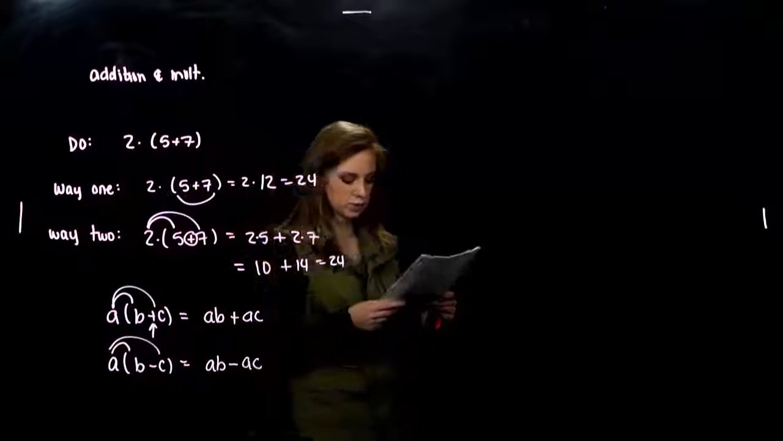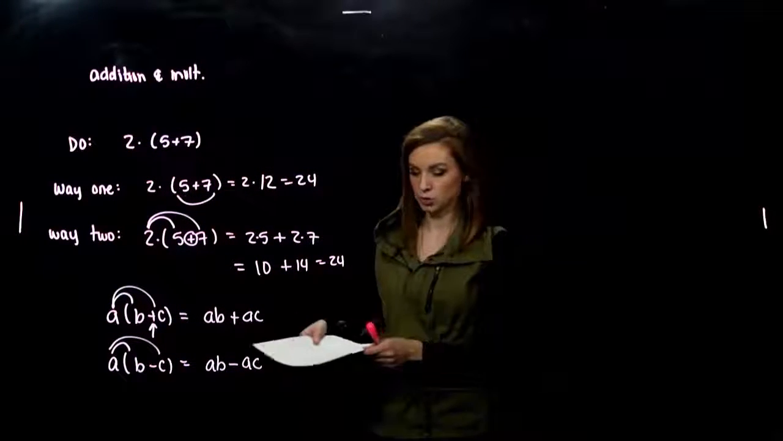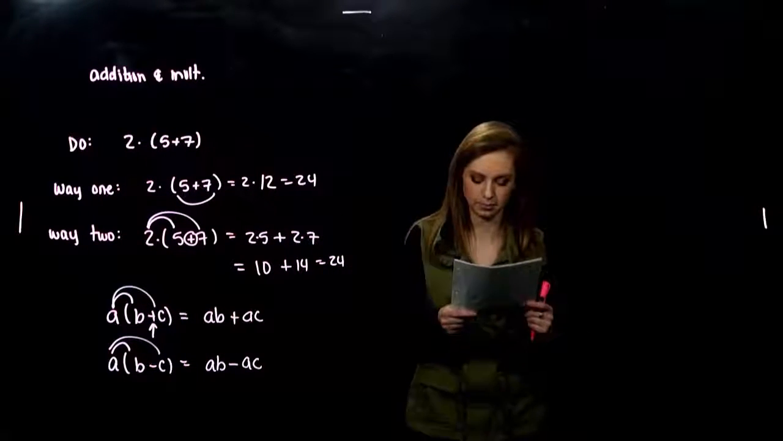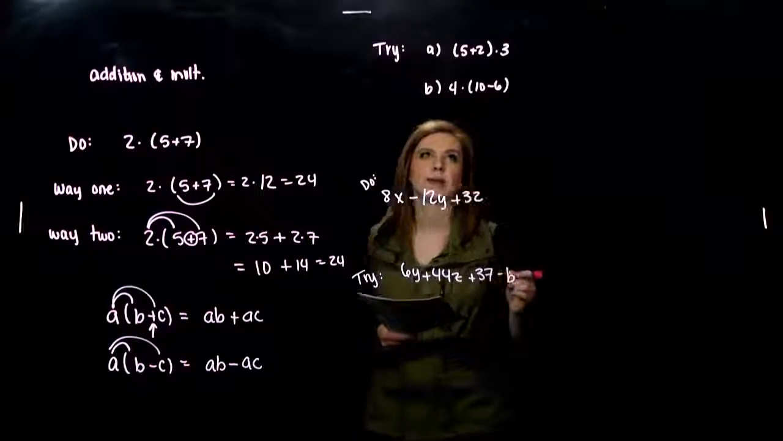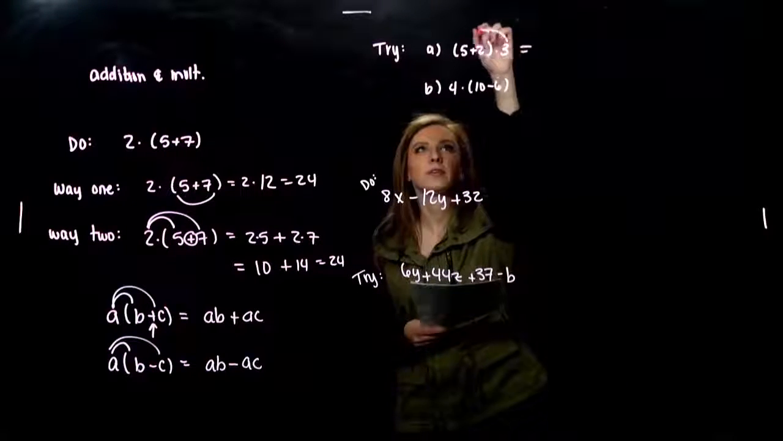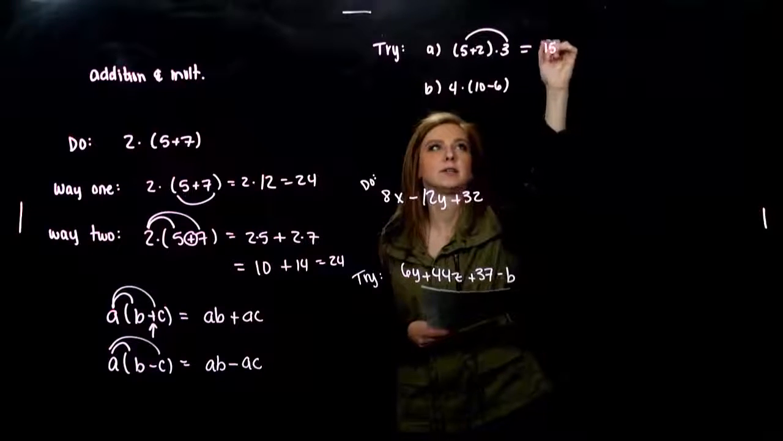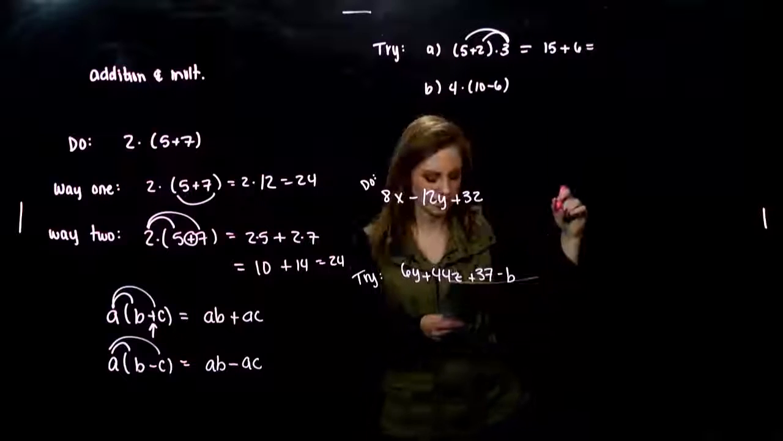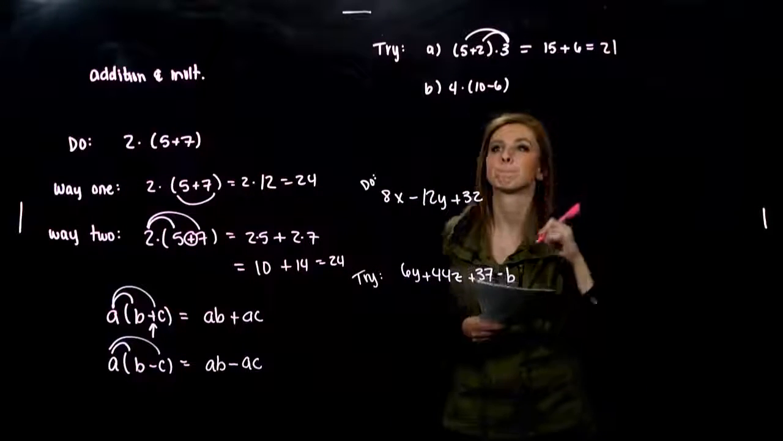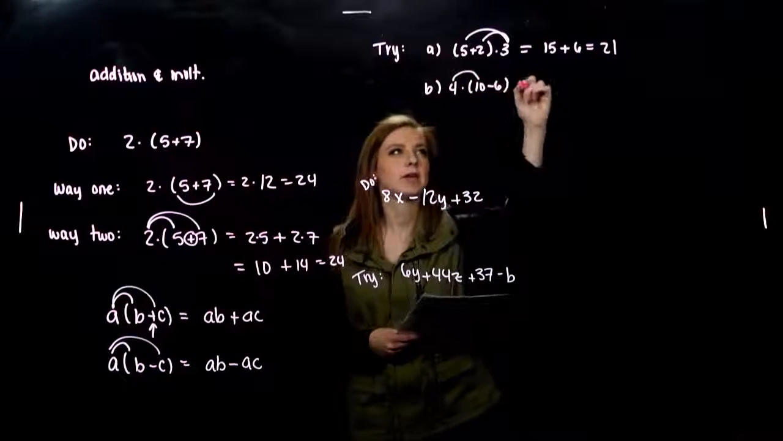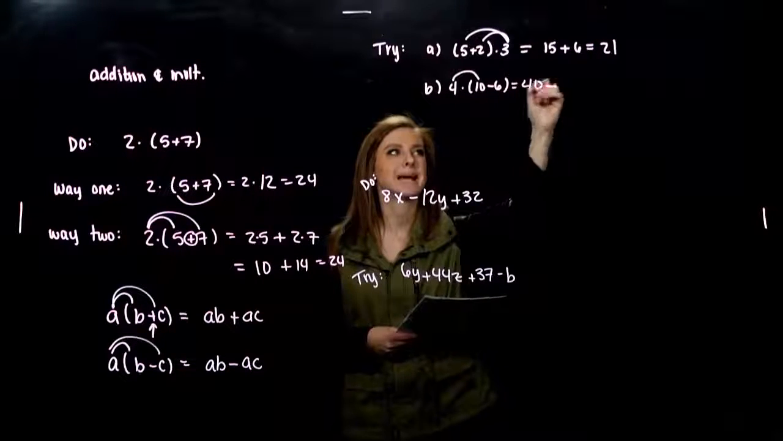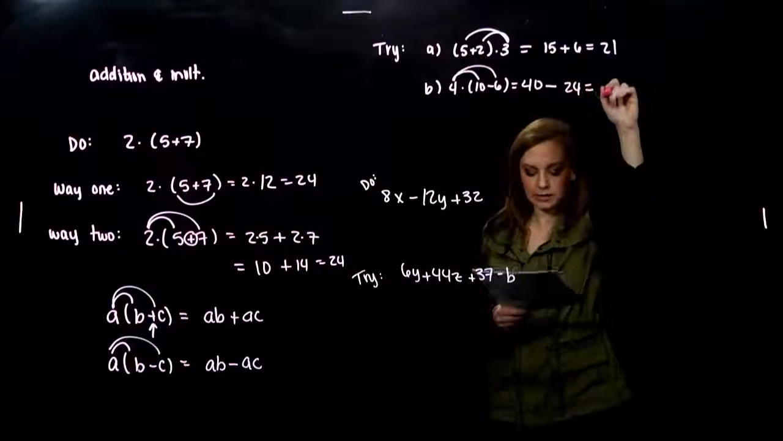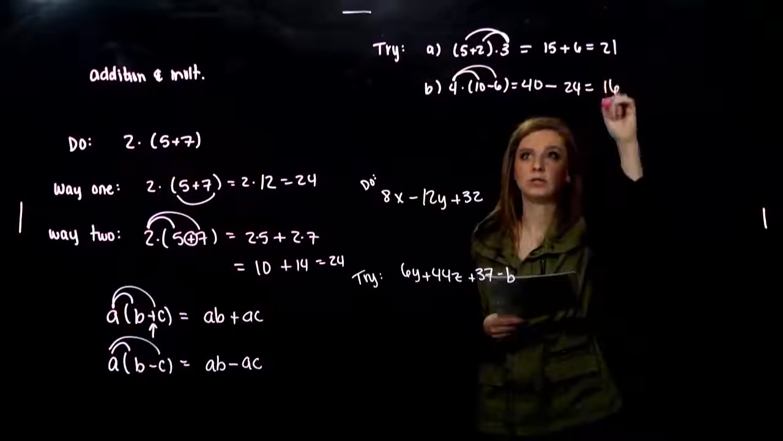All right, so compute. Try by distributing those two expressions. Simplify them. All right, so what did you get out of A? If I distribute 3 to 5, I'm looking at 15 plus 3 times 2, 6. So altogether we had 21. And if I distribute 4 into 10, we're looking at 40 minus 4 times 6, which will give us 24. So that difference altogether was 16.